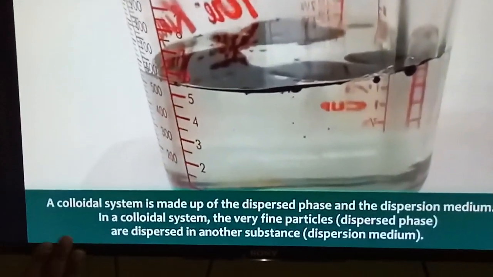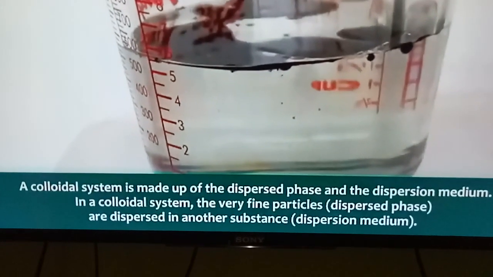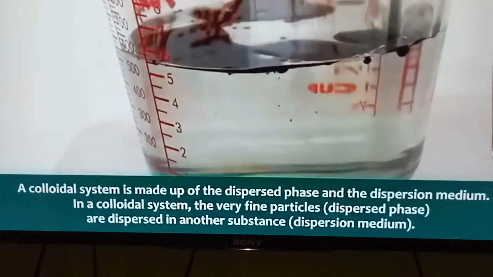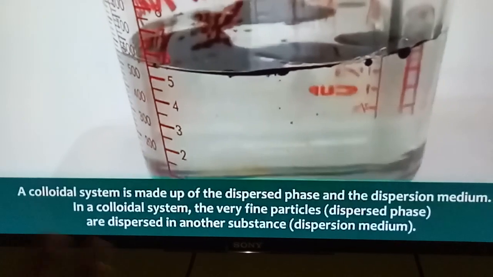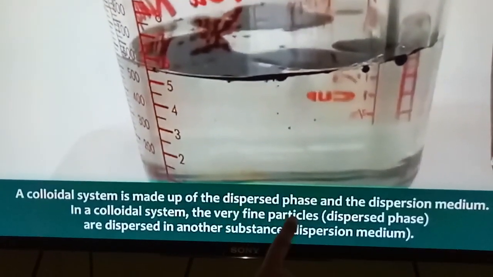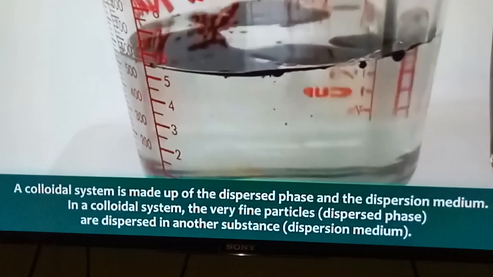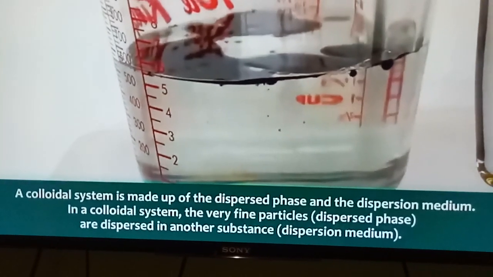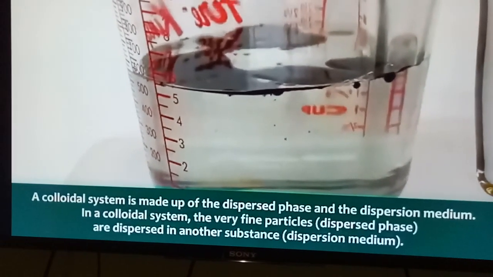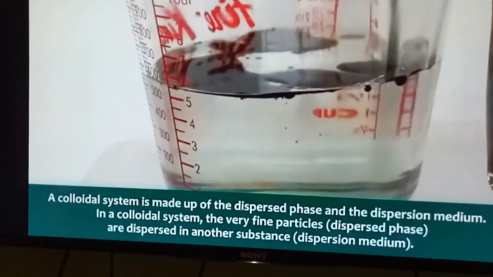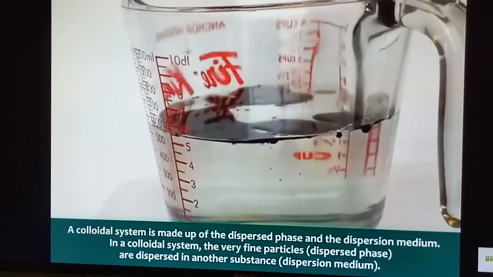Now children, a colloidal system is made up of a disperse phase and a dispersion medium. There are two types of phases in a colloidal solution: one is called the disperse phase, and the other is called the dispersion medium. For example, if you take milk, you may find that it looks exactly like a homogeneous mixture.